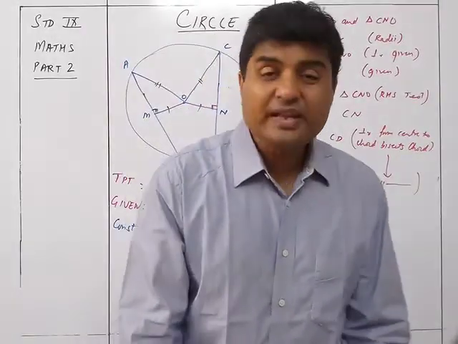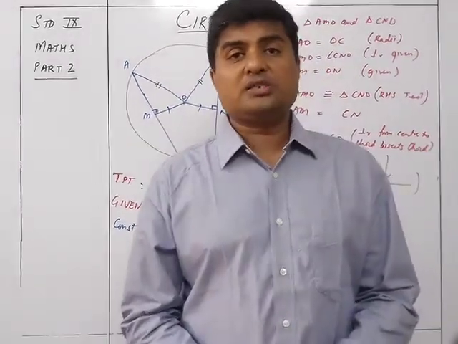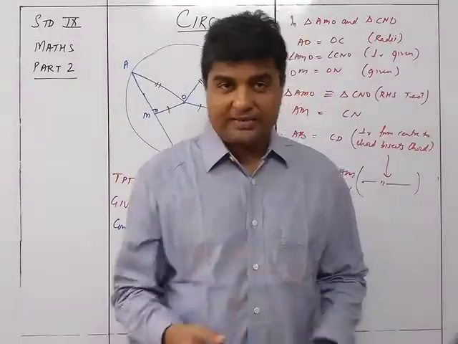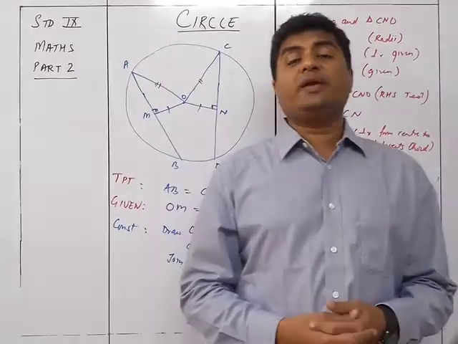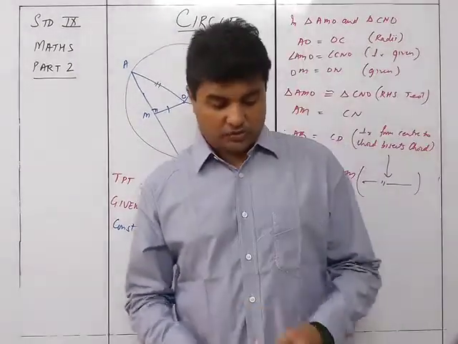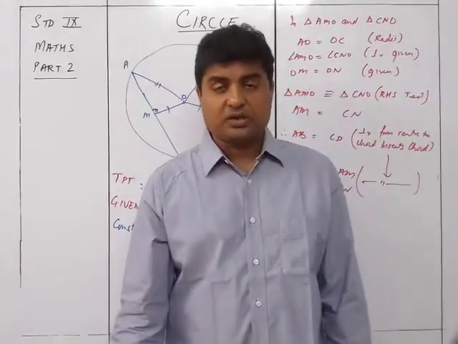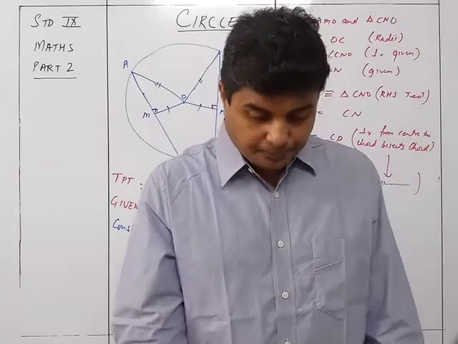Right, so this was theorem number 4, that equal chords are equidistant from the center, and this is the converse of that. The converse will be: if two chords are equidistant from the center, then they are equal. So chords of a circle that are equidistant from the center of the circle are equal. So that was theorem number 4.